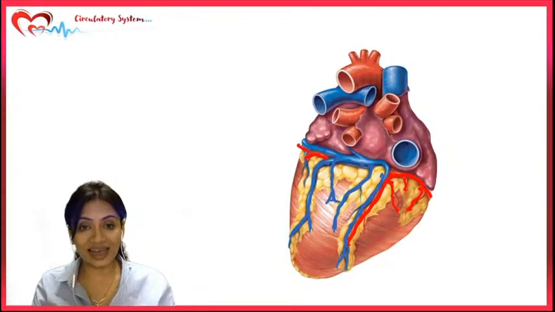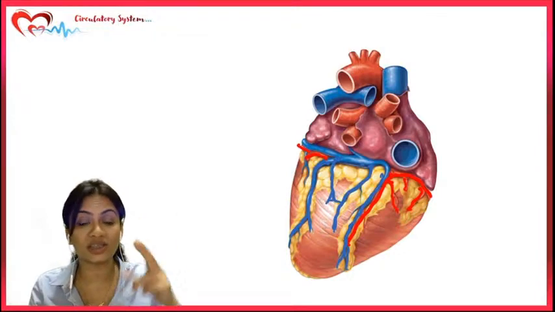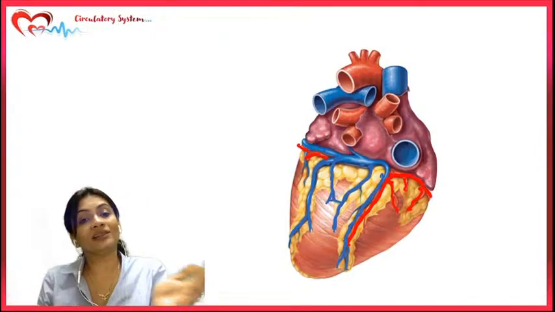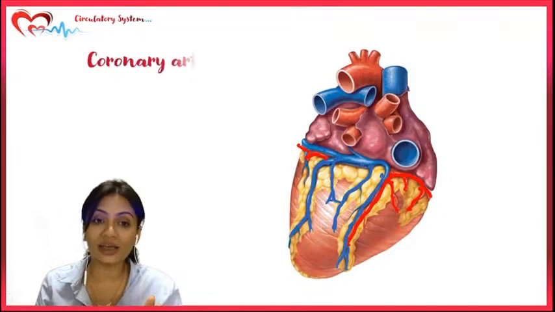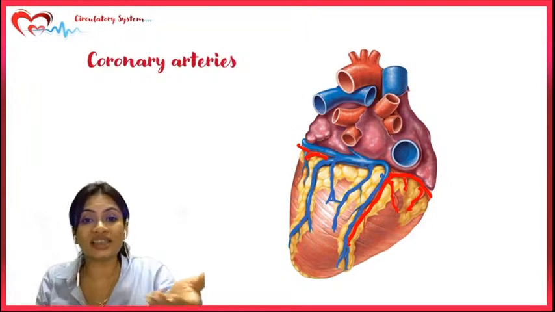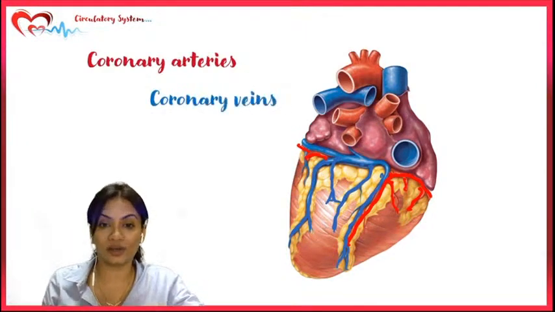So we see that those depressions are present in the two regions, the atrioventricular groove and the interventricular sulcus. Those two depressions are present so that the coronary arteries and the coronary veins can be situated in them.